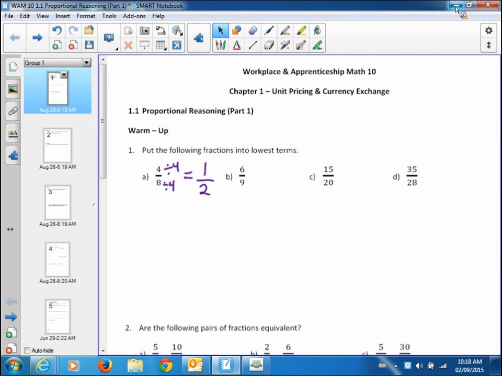Now, asking you guys, what's the biggest number possible to go into 6 and 9 to reduce that fraction? 3. So, in your head, you could probably do it. 6 divided by 3, 9 divided by 3. Come up with a fraction, write it down. I'll check in with you in 5 seconds.